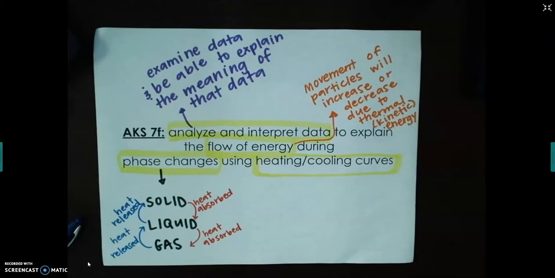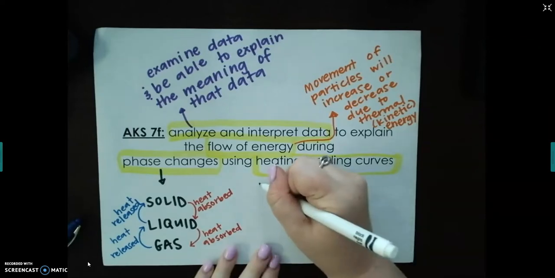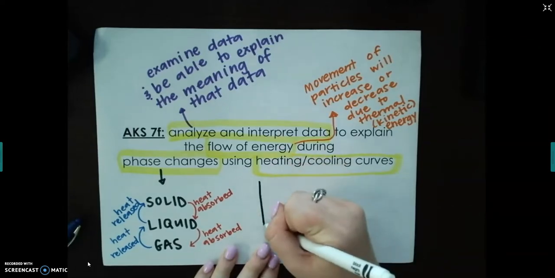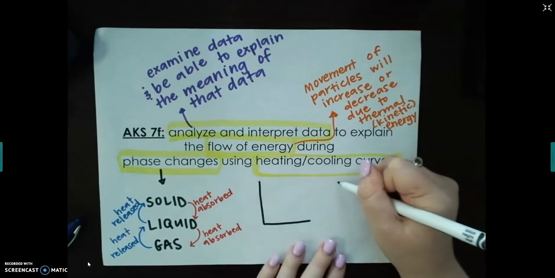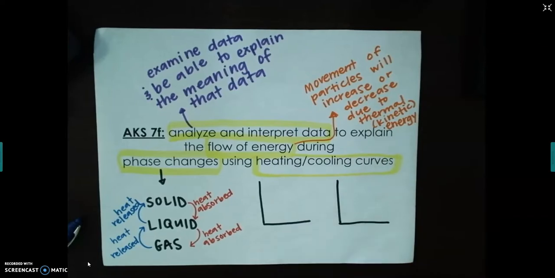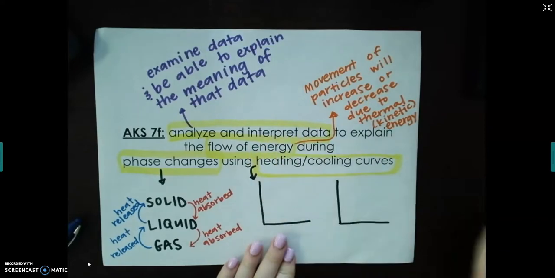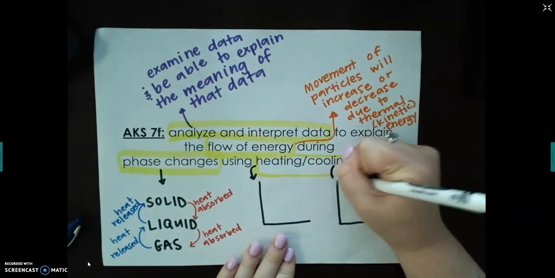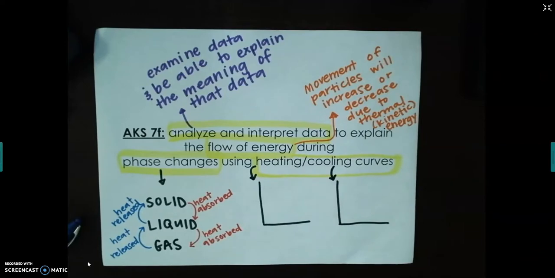Let's lastly talk about heating and cooling curves. And we have begun talking about thermal energy, but heating and cooling curves might be something that's brand new to you. So a heating curve and a cooling curve are going to have similarities, but they're going to have distinct differences from each other. So I want you to start out just by drawing your X and your Y axis of two different graphs, and then draw an arrow from the heating curve and from the cooling curve so that you remember which one is which.